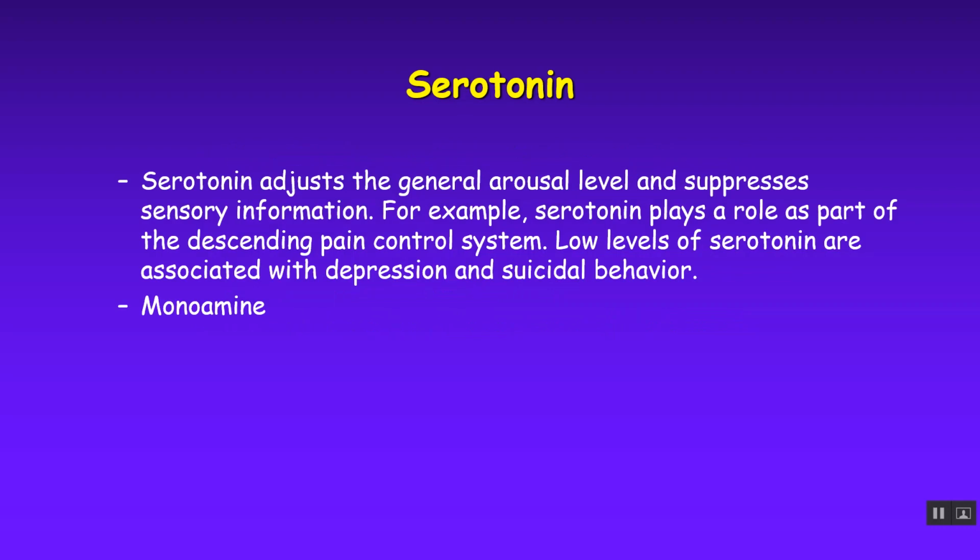Serotonin. Serotonin adjusts the general arousal level and suppresses sensory information. For example, serotonin plays a role as part of the descending pain control pathway, so it actually inhibits pain and sensory information coming in. Low levels of serotonin are associated with depression and suicidal behavior. It's a monoamine as well. Serotonin is a monoamine. Neuromodulator. This is G protein mediated pathways that this is acting on. Longer acting, influencing larger networks of neurons.